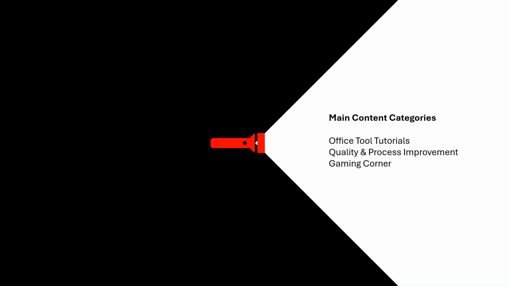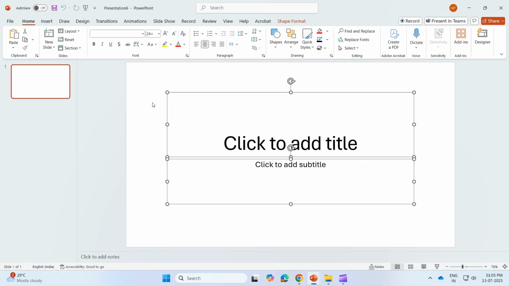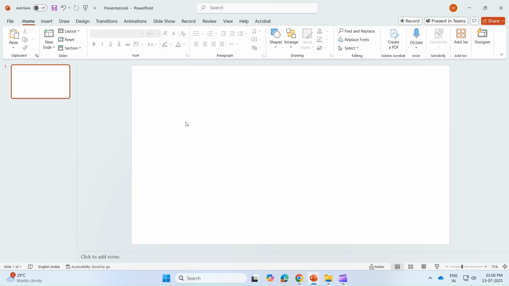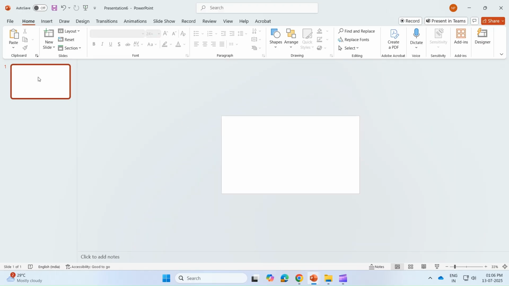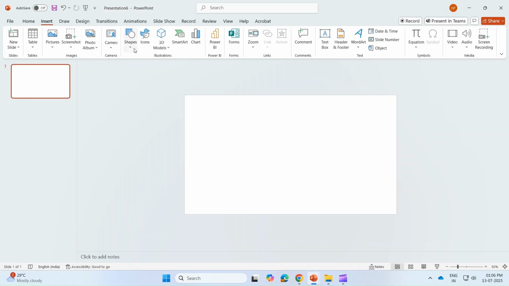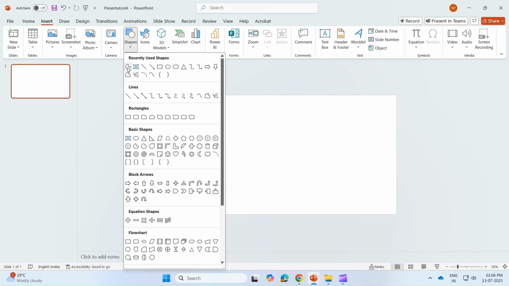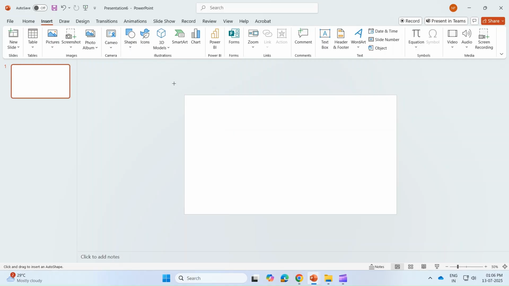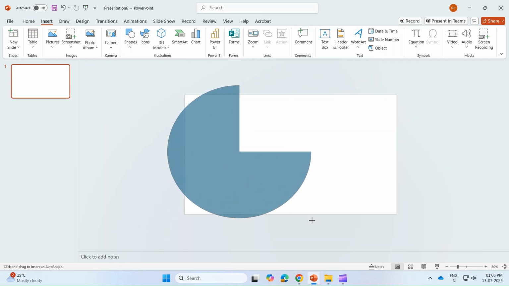Alright, let's start. Open a new slide and delete the default text boxes. Zoom out slightly so you have a clear view of the slide. Then go to the Insert tab, select Shapes, and choose the partial circle option available there. Draw it onto your slide. Make sure you can see both the slide and the shape clearly.